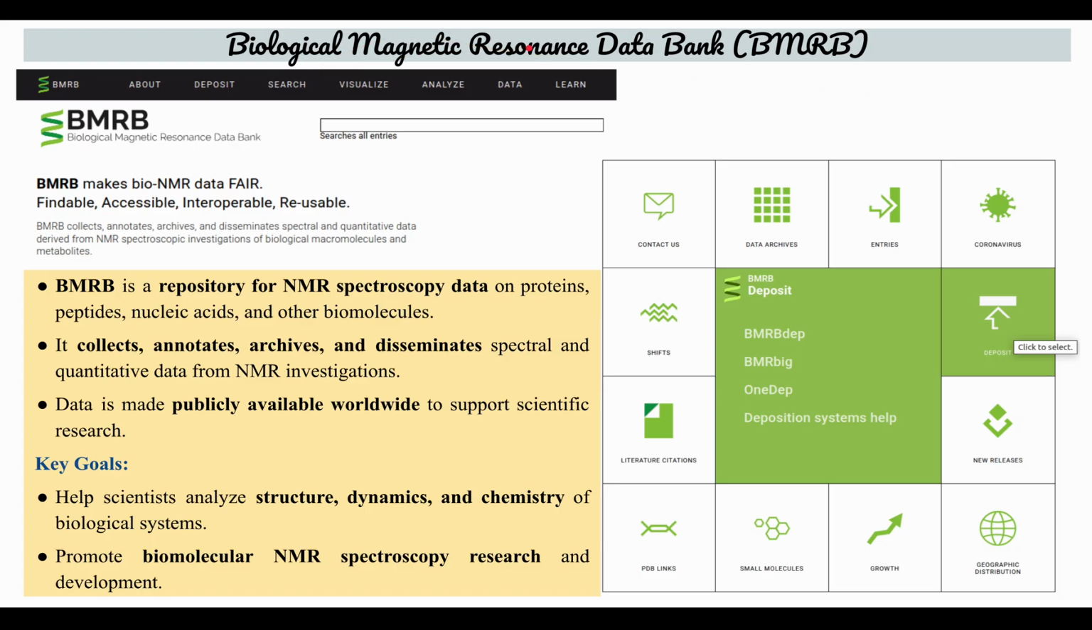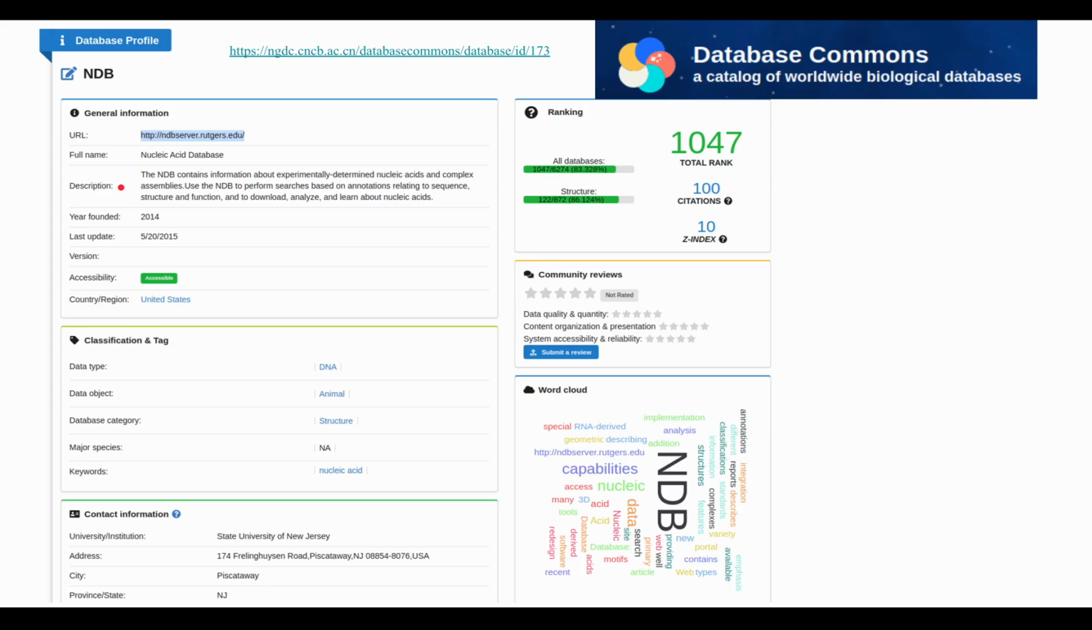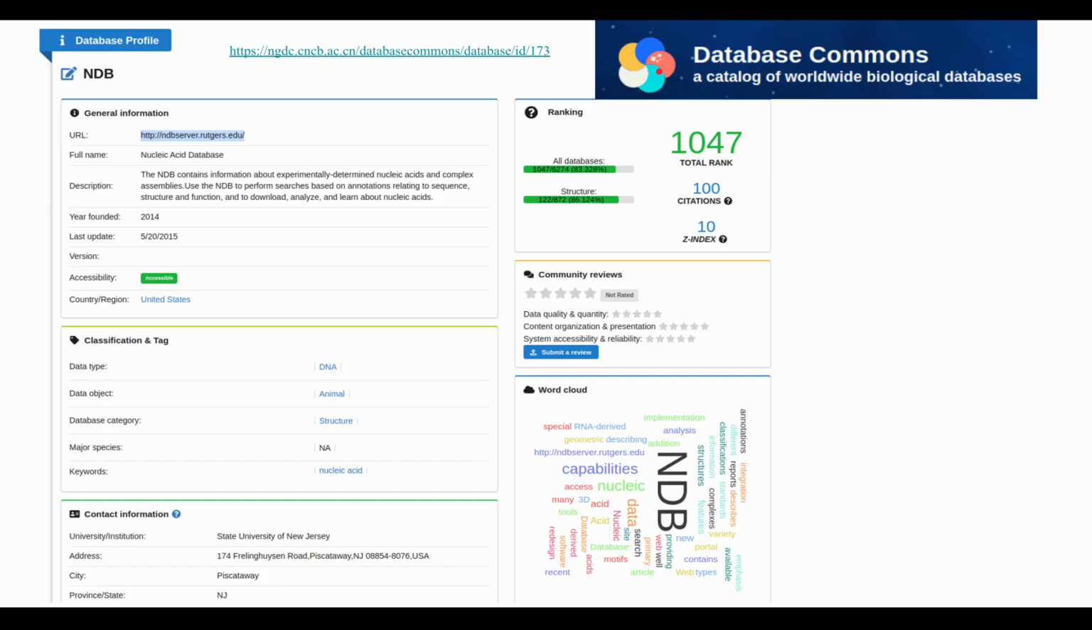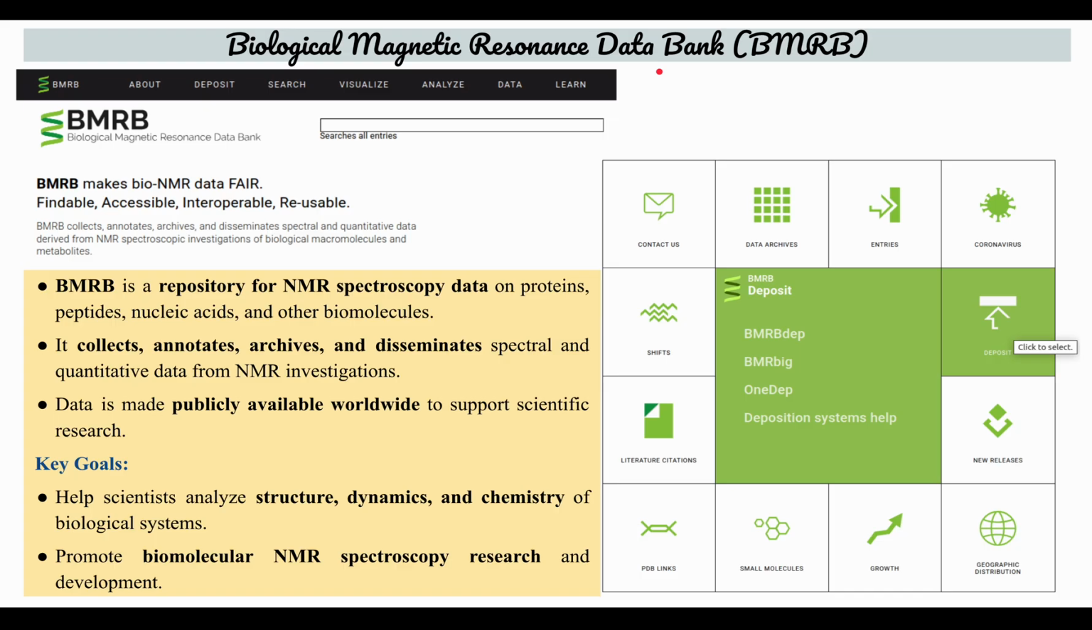Then comes the Biological Magnetic Resonance Data Bank. As we have seen in the EMDB, the EM data bank, we had the structures resolved by electron microscopy. In the case of the Biological Magnetic Resonance Data Bank, we have the structures identified by NMR spectroscopy. This is the home page of BMRB, which will appear like this, and these are the different tabs with which you can perform different operations.